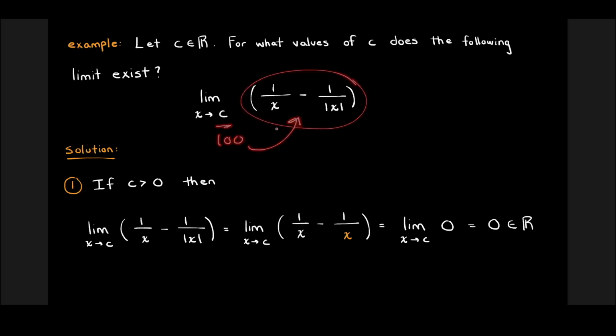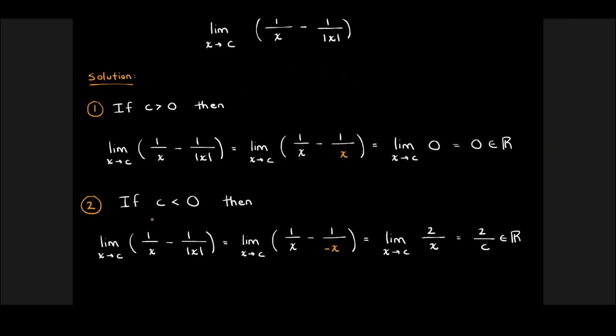It's continuous there, so direct substitution works. Okay, so for the next case, let's analyze what happens if c happens to be a negative number, right? We're approaching, the limit point that we're approaching is maybe -5. What happens now? Well, think about it.